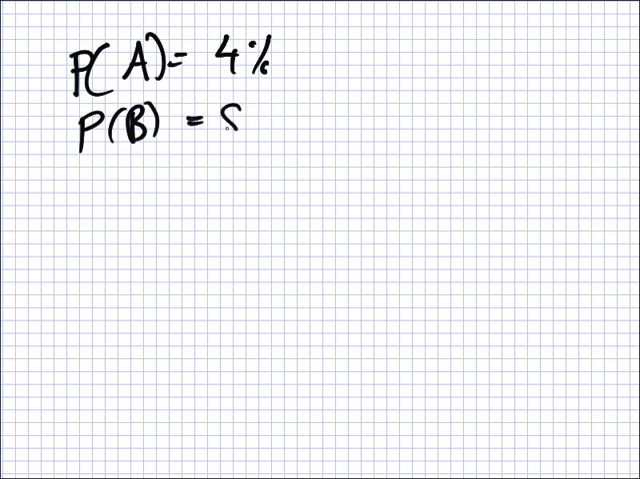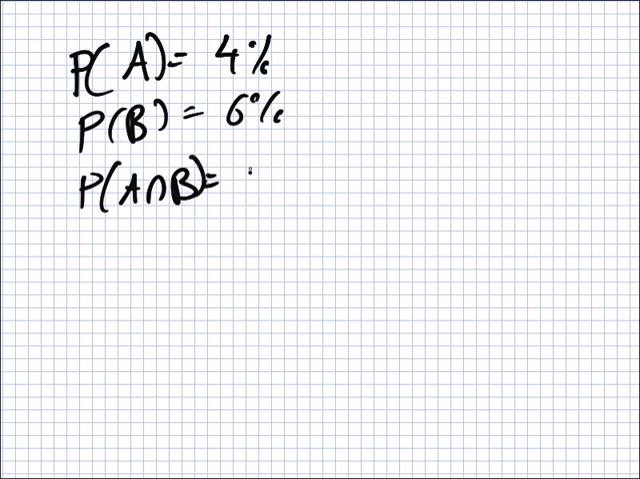Now, let's have a look at some examples. We might look at, for example, two illnesses. We'll say the probability of having illness A is 4%. And we'll say that the probability of having illness B is, oh, sorry, 6%. And the probability of having both illnesses, A and B, is 2%.